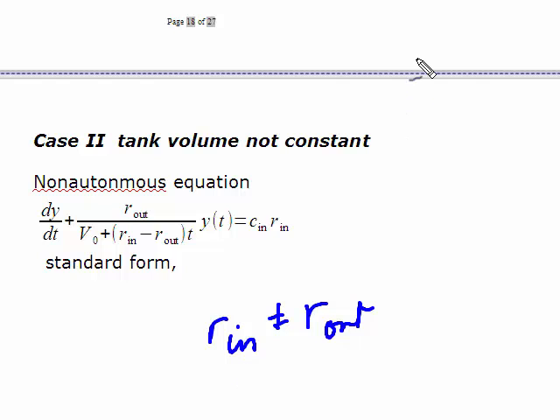So here is the equation from before. Remember, in the previous case, this was all set to 0 because the two rates were equal, and that gave the constant volume. Here it's non-constant, so we have to leave this term in. It's still in standard form written here, and it can be solved by use of an integrating factor. In this case it's not separable because you have this function of t and you can't separate it from the other terms.